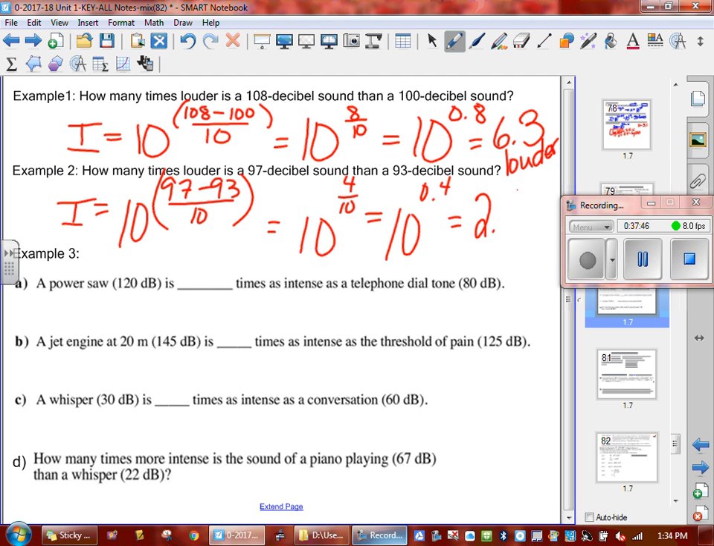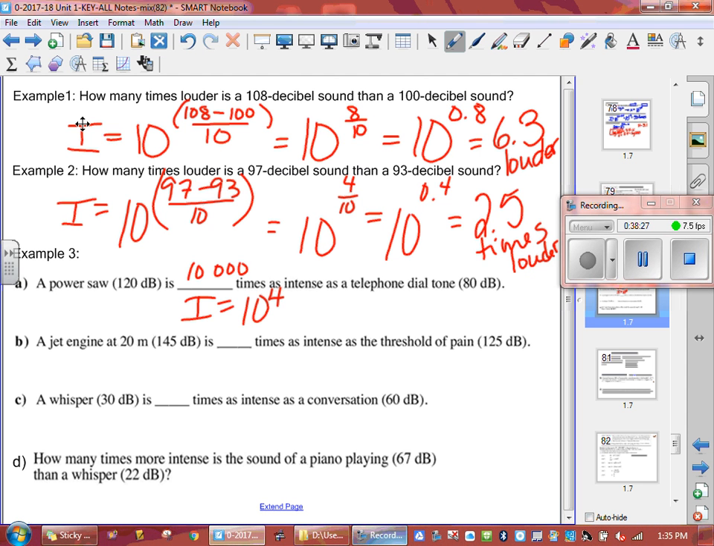We're comparing a power saw to a telephone dial tone. So, we have a 120 subtracting 80. So 120 subtracting 80 gives us 40. Divided by 10 is 4. So intensity is 10 exponent 4, which is 10,000 times. 10,000 times stronger or louder. Okay, so it's that many times louder.